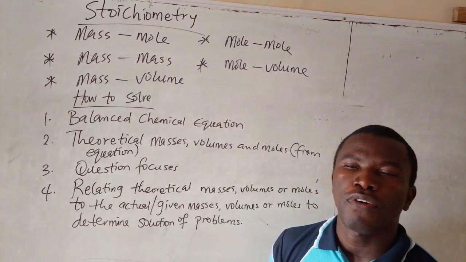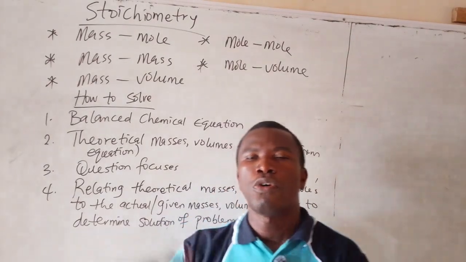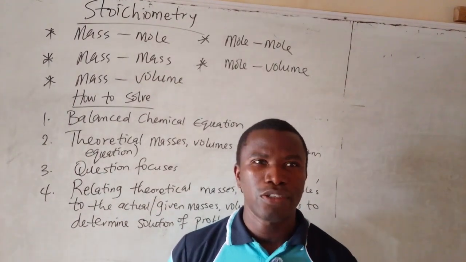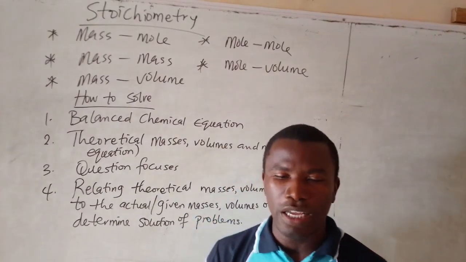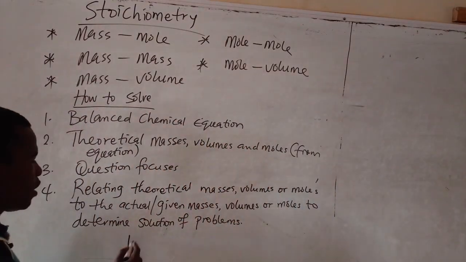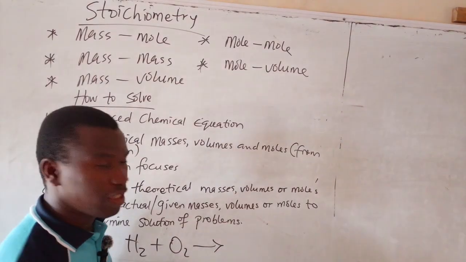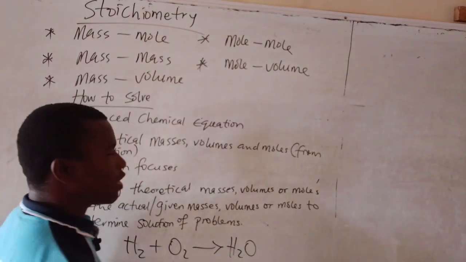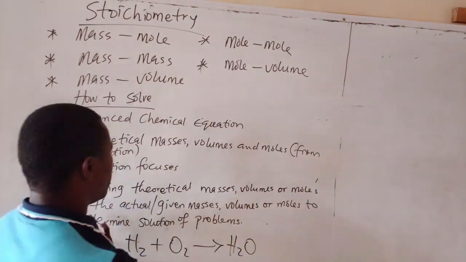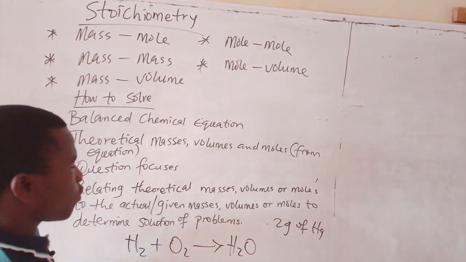What does this mean? For example, if I say calculate the mass of water that will be produced from 2 gram of hydrogen. Normally, the chemical equation for the production of water from hydrogen and oxygen is H2 + O2 → H2O. Take note of the requirement now: 2 gram of what? Hydrogen. Now we have to look at the equation.